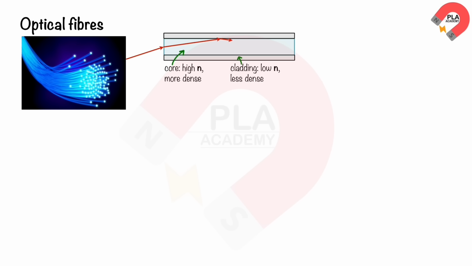Optical fibers. An optical fiber is a thin glass cylindrical core coated with a transparent material of lower refractive index, cladding. The cladding has a lower refractive index than the core, so it is less dense. This means that total internal reflection will occur for all rays of light that strike the boundary between the core and cladding at an angle greater than the critical angle.